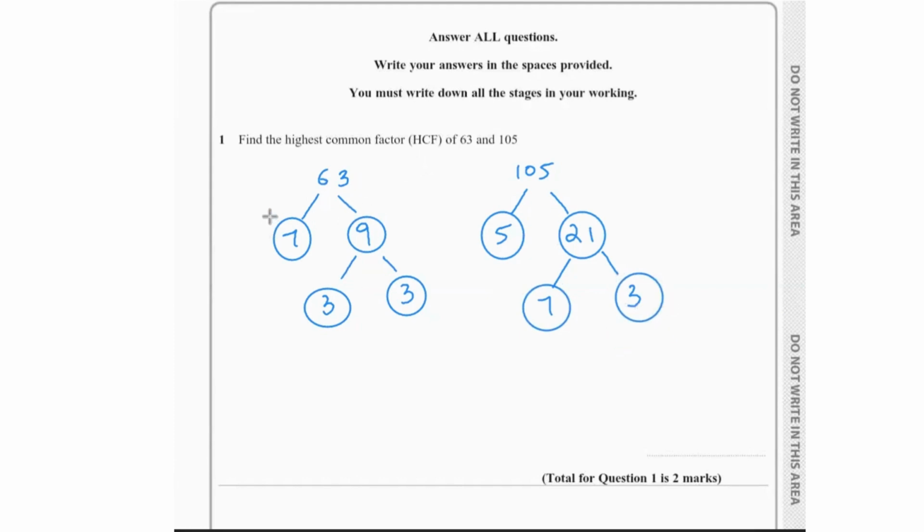the common factors are 7 and 3. 7 times 3, which is 21. That is your HCF of 63 and 105.